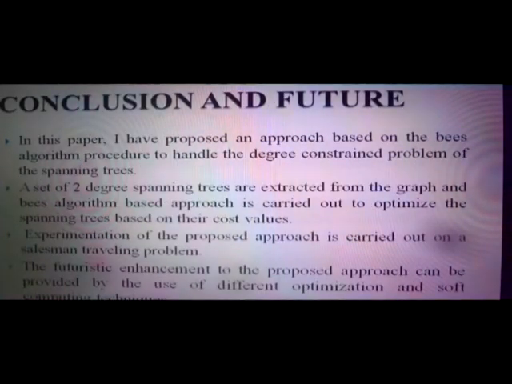So the final conclusion of my paper is, I have proposed an approach based on the Bees algorithm procedure to handle the degree constraint problem of spanning trees. The fitness function points out the cost-effective spanning tree from the set of trees, considered as the final result, which produces the minimum cost spanning tree. The futuristic enhancement of the proposed approach can be provided by the use of different optimization and soft computing techniques. These are the references I have used in my paper.